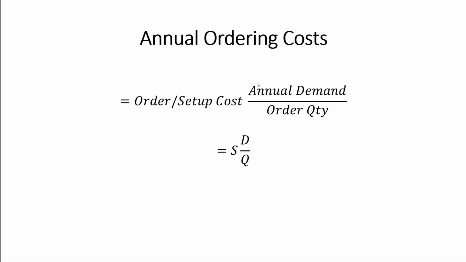First thing we need to do is the annual demand divided by order quantity. When we do that, we get the number of orders, which makes sense, right? The number of eaches that we sell each year or consume each year divided by the number that we get in each order gives us the total number of orders. Number of orders times the order or setup cost gives us the annual ordering cost.